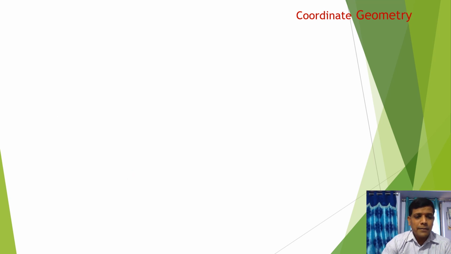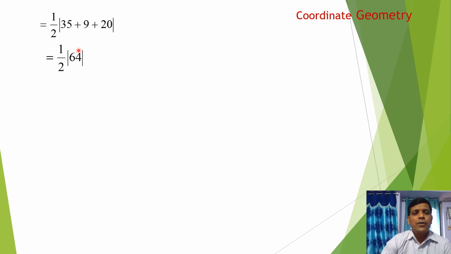Now half into 35 plus 9, plus 5 into 4, 20. So 35 plus 9 plus 20, we get 64. Half into 64. So half into 64 is written as 64 by 2. 2 ones are 2, 2 threes are 6, so 32.